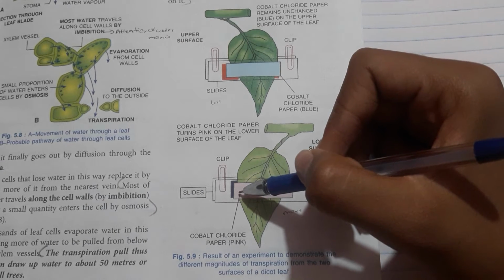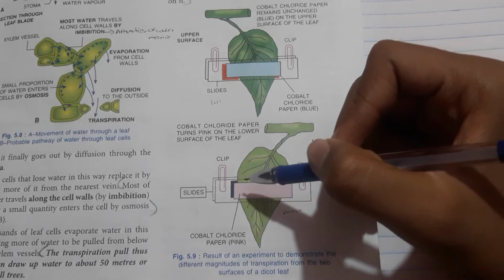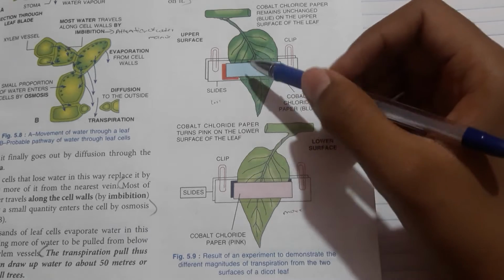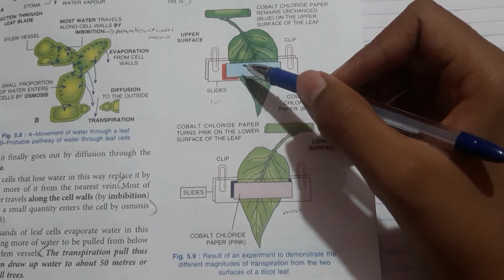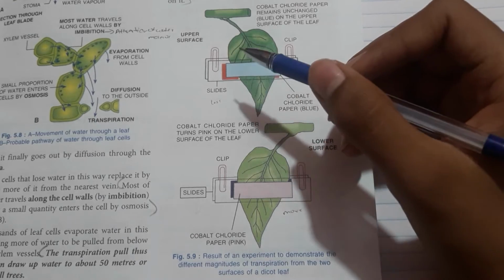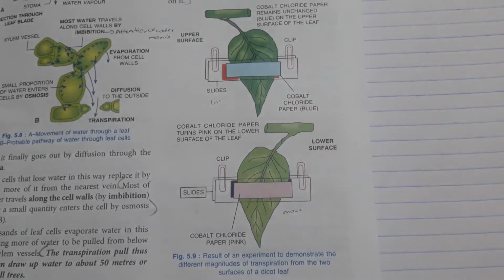So the dry cobalt chloride paper turns from blue to pink. This also turns to pink from blue, but it takes some time. Okay, so this is about stomatal transpiration.